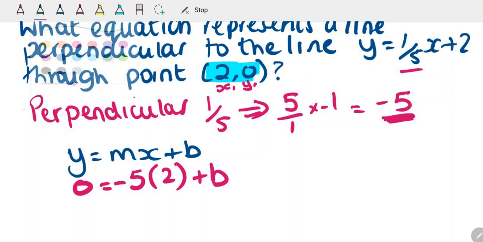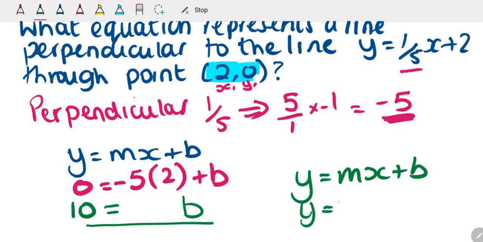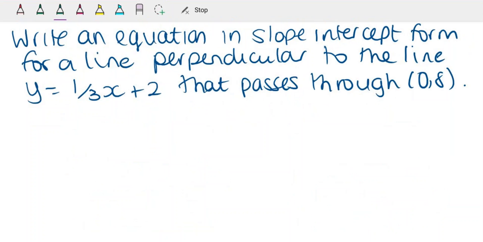So we're going to substitute, rearrange. So we have b, and this is -10. So if I add 10 to both sides, I will have b is equal to 10. So I can put this into my equation. So y equals mx plus b. We know m is -5, and we know b is 10. So there is our equation.